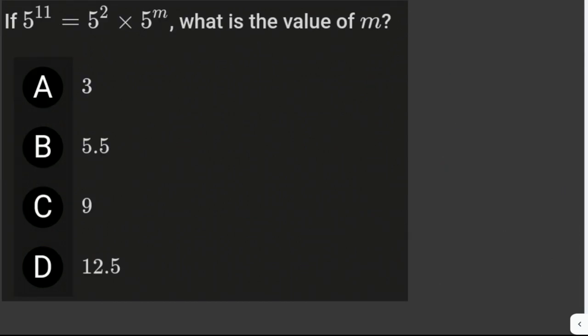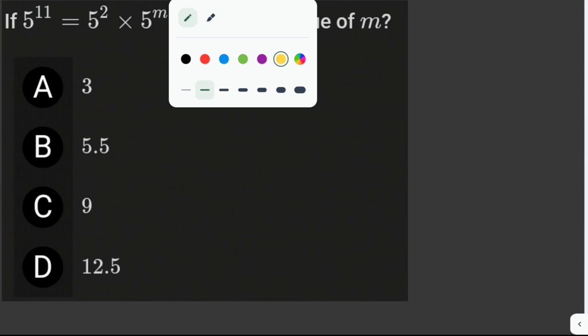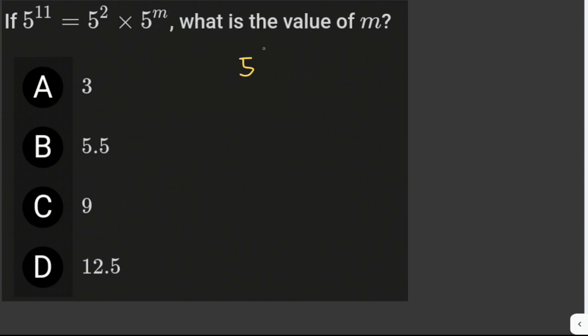If 5 to the 11th equals 5 squared times 5 to the m, what is the value of m? So in multiplying two powers with the same base, you can always add the exponents. So that means 5 to the 11th equals 5 squared times 5 to the m. We can just write this as 11 equals 2 plus m.